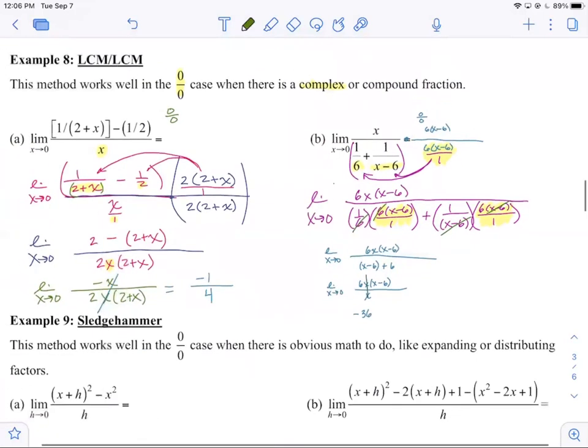When you get 0 over 0, FADO doesn't work, RATCON doesn't work, but you have a complex fraction. This is the quickest, fastest, most convenient, efficient, and fun way to eradicate complex fractions. All right, questions on that method?